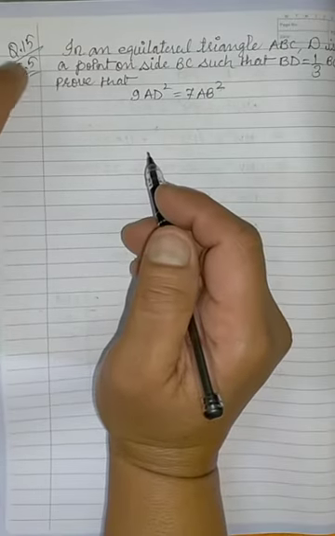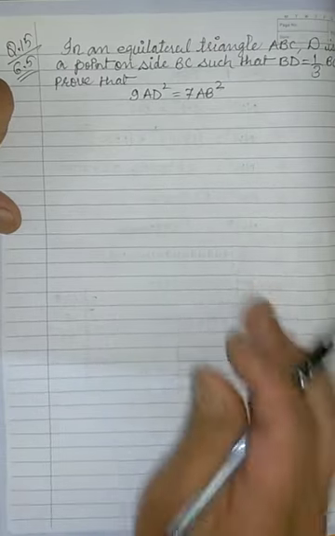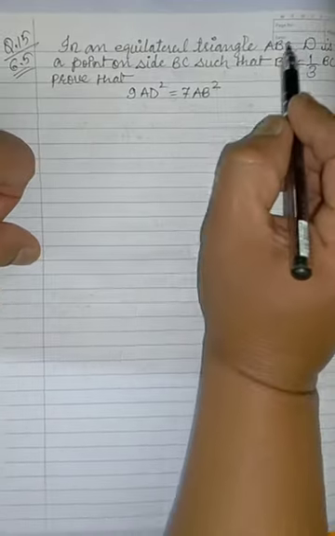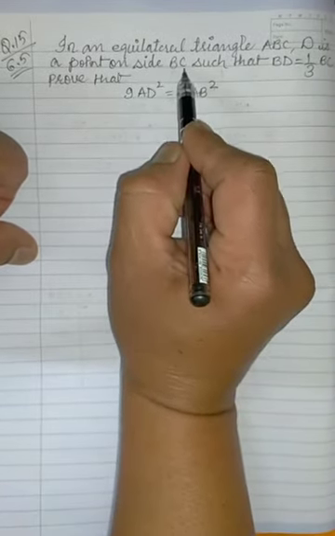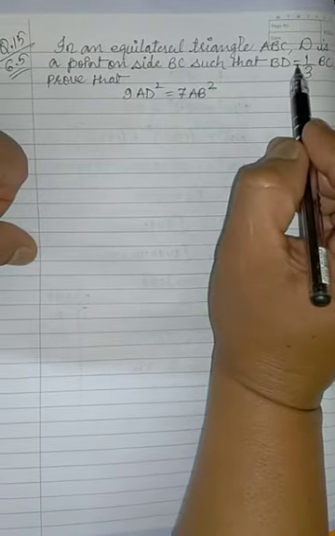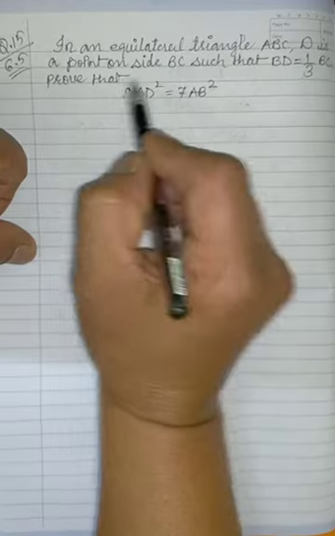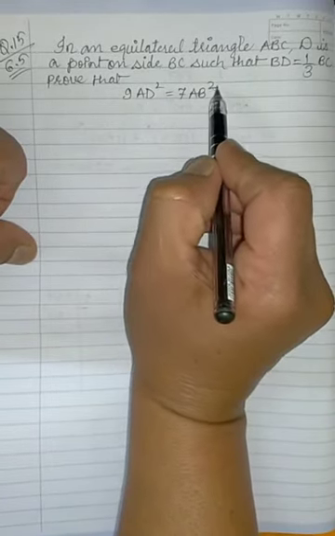Exercise 6.5, question number 15. A very important question from the board examinations point of view. In an equilateral triangle ABC, D is a point on side BC such that BD is equal to 1/3 of BC. Prove that 9 times AD square is equal to 7 times AB square.